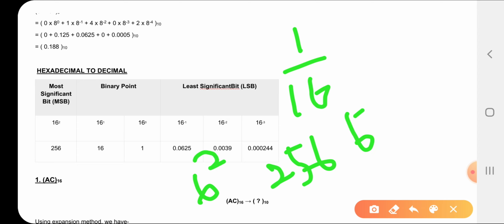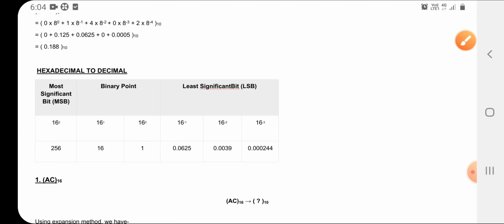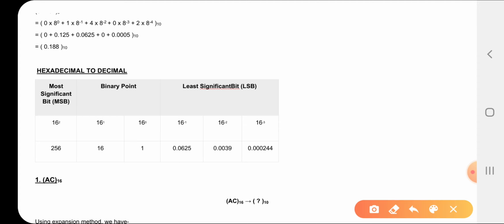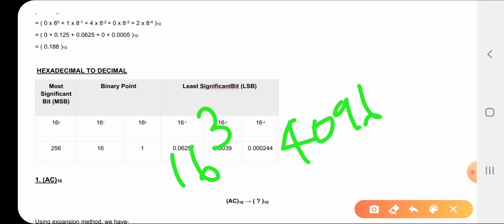If it is 16 power minus 2, you have to write 1 by 256. Understood? So then you will get the value 0.0039. Okay, same thing 16 power 3. What is 16 power 3? 16 power 3 is 4096. Okay, so 16 power 3 is 4096.